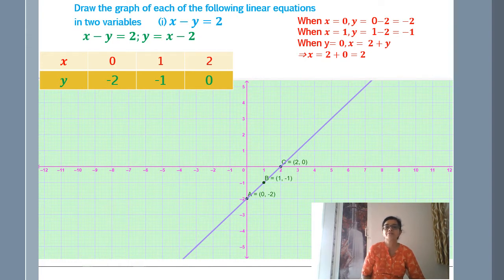Now let us find the first pair of coordinates. For that we have to put the value of x equal to 0. Then we write the value of x equal to 0 in equation 2, which is y is equal to x minus 2. Now here you have to understand that we first write x minus y is equal to 2, which is the given information in the question. But if you want to find out the value of y, y is equal to x minus 2 is the equation which is prepared by you for your convenience.